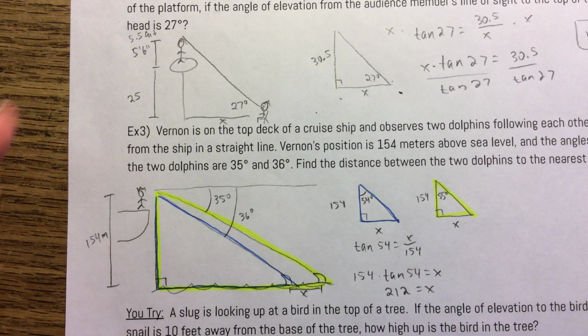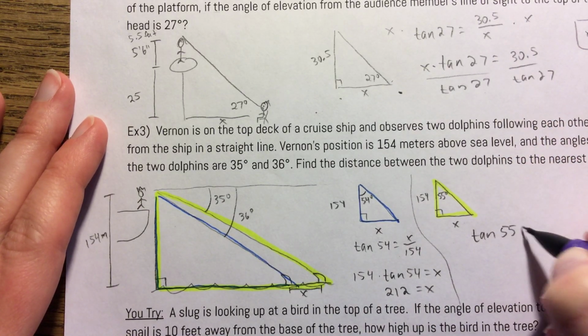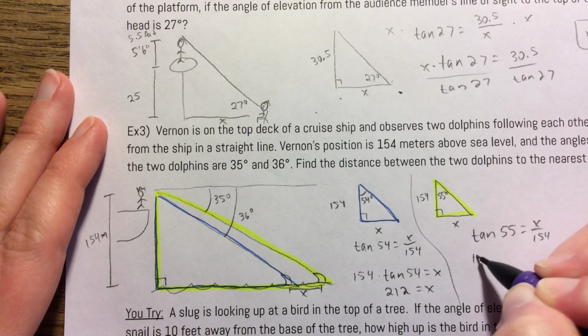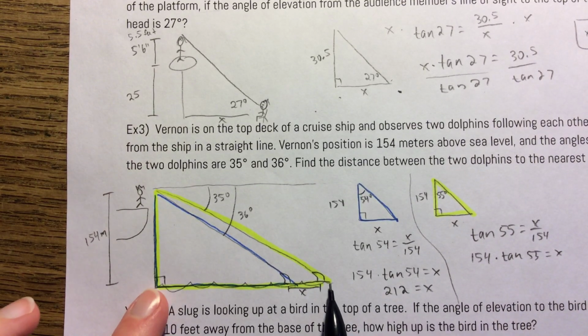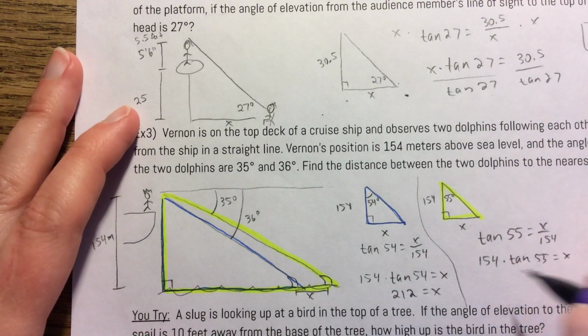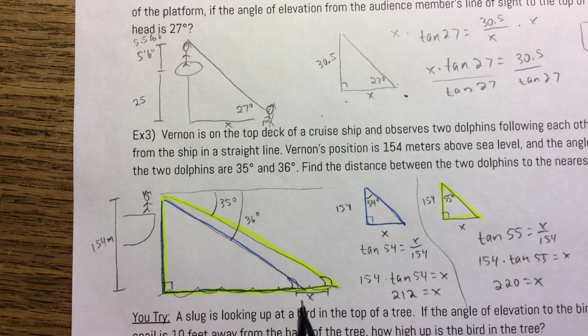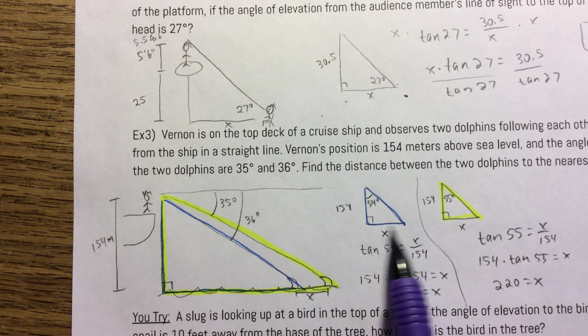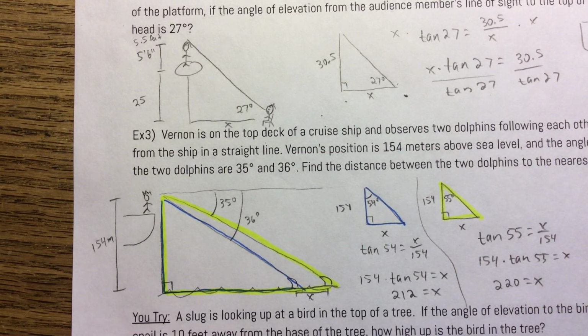Now over here, on this triangle, I'm going to set up close to the same thing, only using 55 degrees now. So 154 times the tangent of 55 is what the whole distance is going to be. And that gives me 220. So this little spot right here in between the two dolphins would be that whole length minus this length. So if I do 220 minus 212, that leaves me with 8 meters apart for the dolphins.